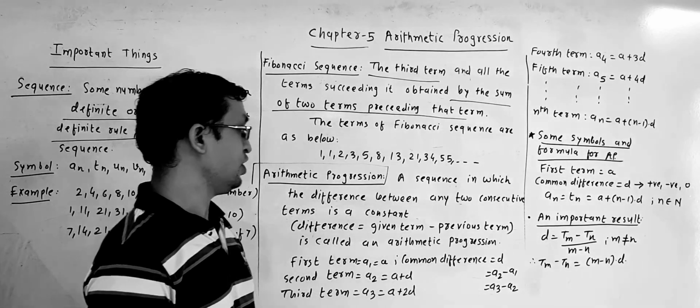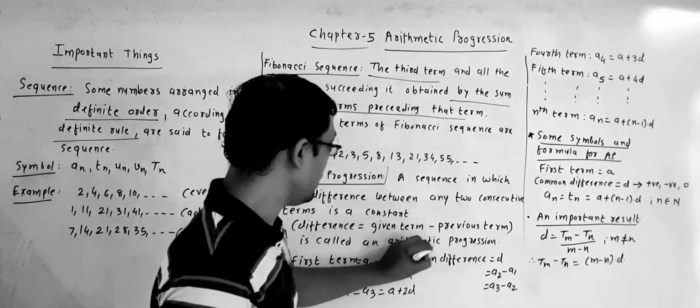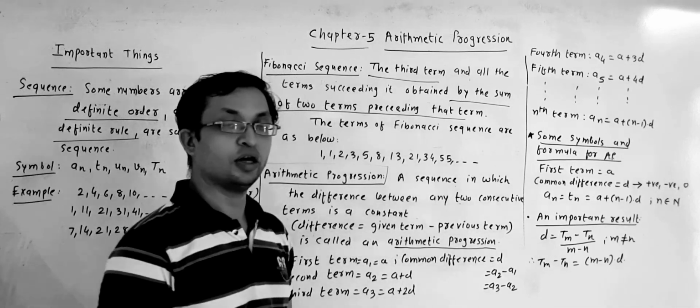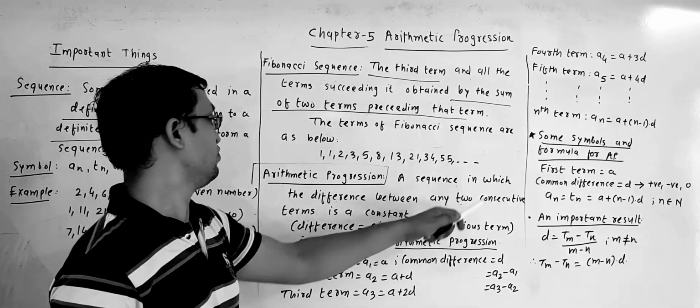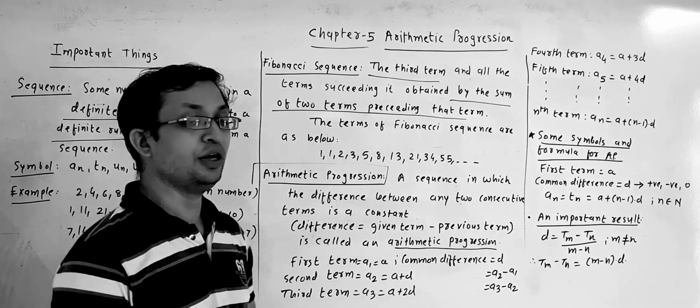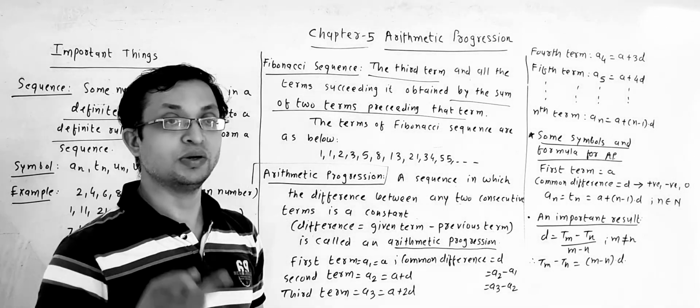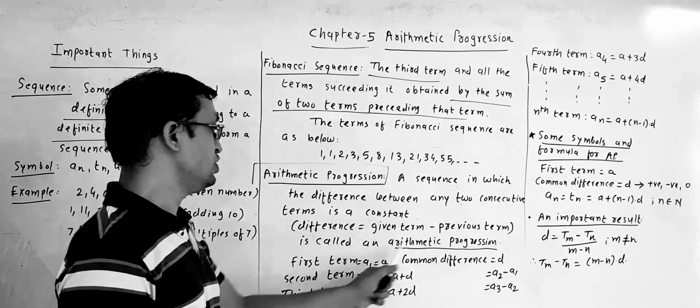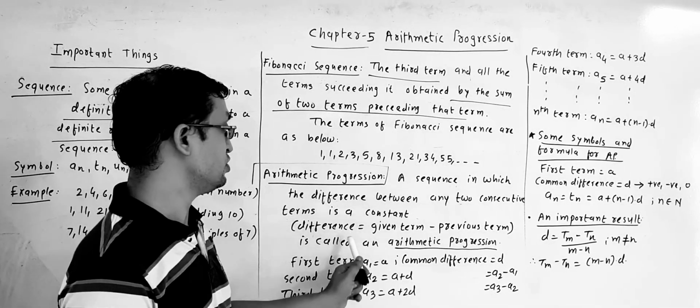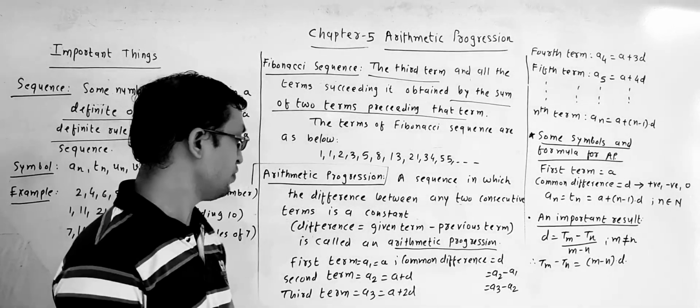Is called an arithmetic progression. Okay. तो इतना याद रखना है. A sequence in which the difference between any two consecutive terms is called an arithmetic progression. And difference is equal to given term minus previous term.